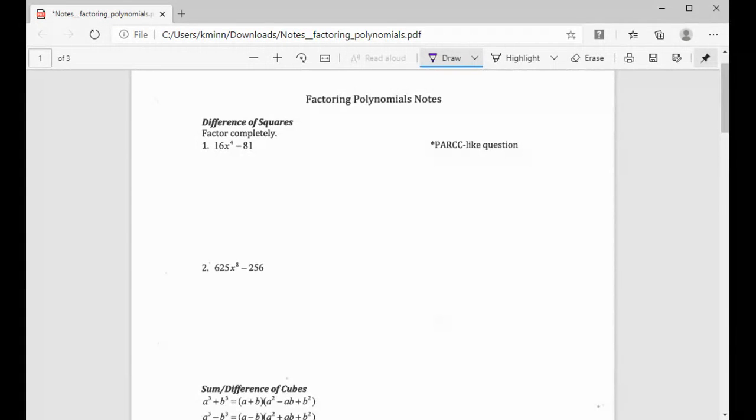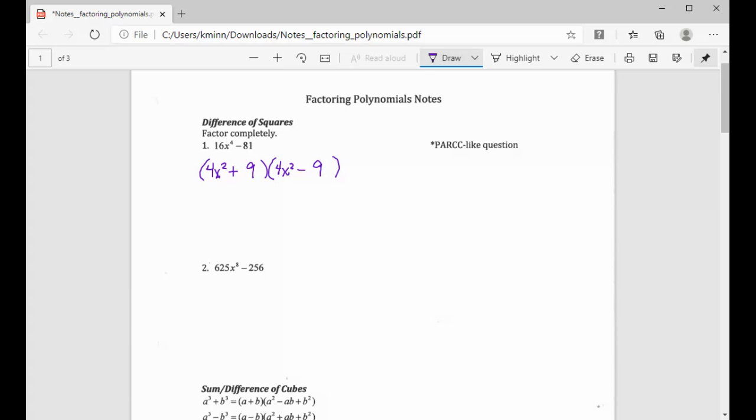Our method for factoring the difference of squares was to look at both terms and see that 16x to the fourth and 81 are both squared numbers, which they are. The square root of 16x to the fourth is 4x squared, and that is now our first term. Then our pattern for difference of squares is to add and subtract the square root of our second term.